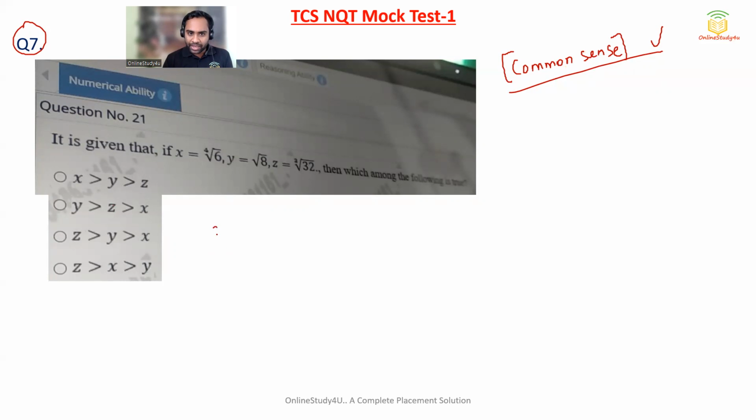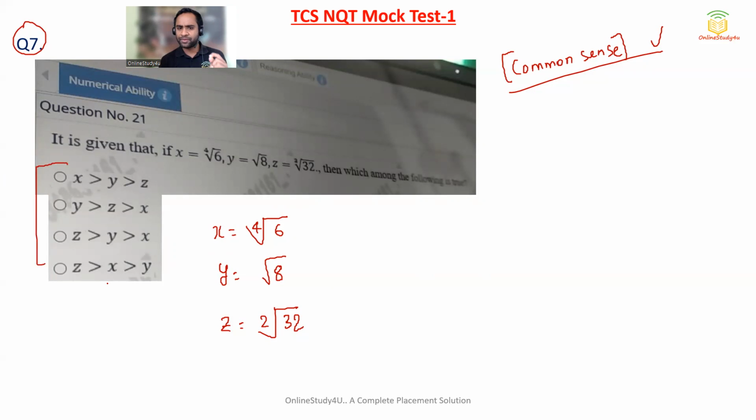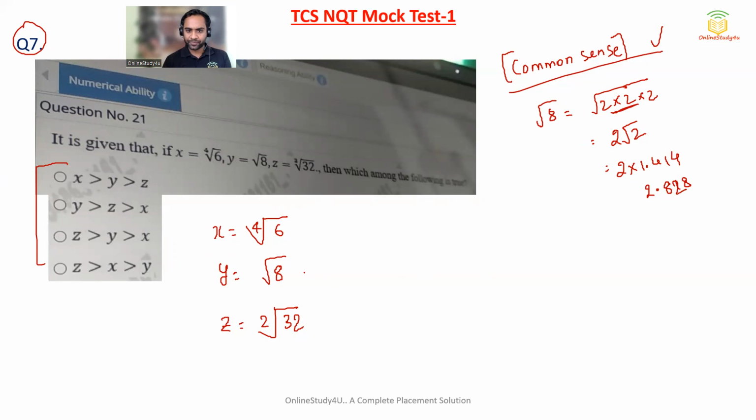Now, x is equal to 4th root of 6, y is equal to square root of 8, and z is equal to 2 square root of 32. That means square root of 32. Now you have to tell which one is greater than what. This we will be solving using common sense. So square root of 8 first we will solve. 2 into 2 is 4, 4 into 2 is 8. That means for 2 twos, one 2 will come out: 2 square root of 2. Square root of 2 is 1.414, so this value will be 2.828.